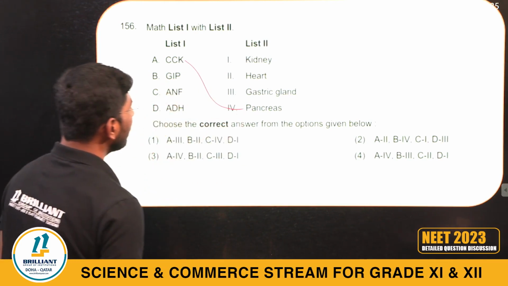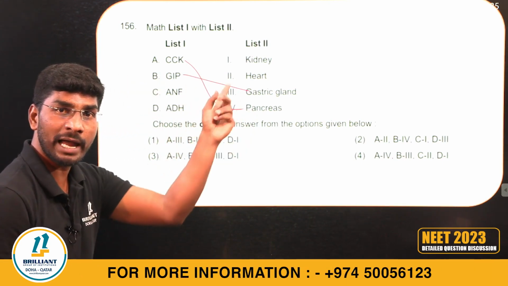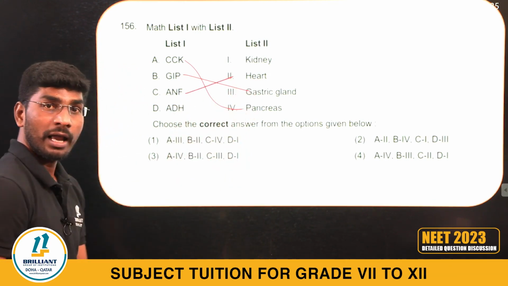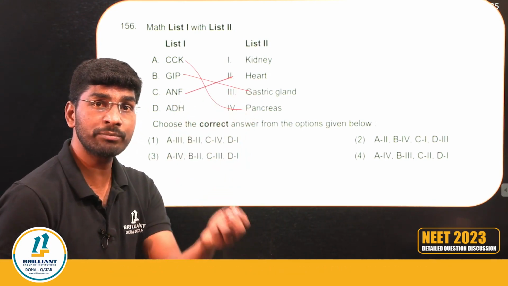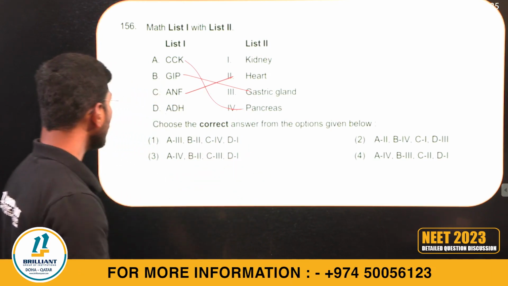GIP, gastric inhibitory peptide, is from the gastric gland. It inhibits HCl secretion. That means it acts on the oxyntic cells. ANF is from the heart. ANF is secreted from the right auricle when blood pressure is high.